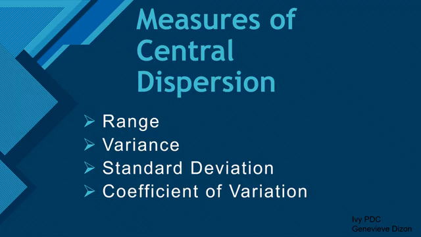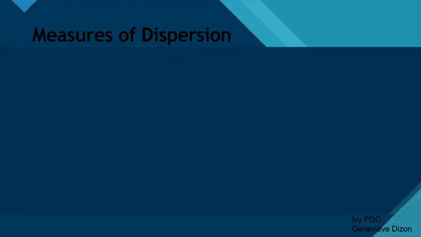In this video, we will discuss 4 different measures of central dispersion. We have range, variance, standard deviation, and coefficient of variation. Another recall topic would be measures of dispersion. So this has been discussed during your biostatistics as well.